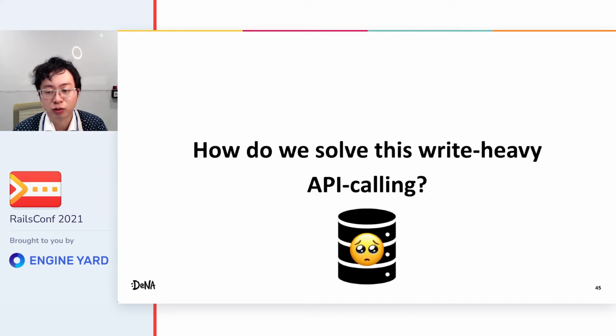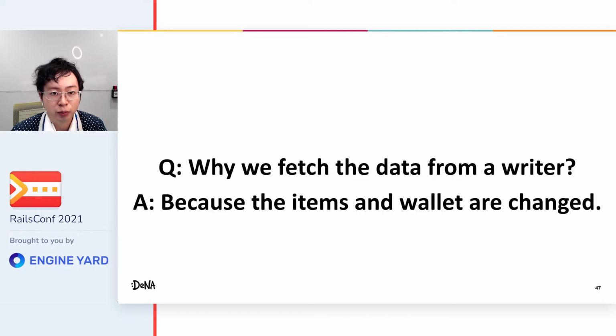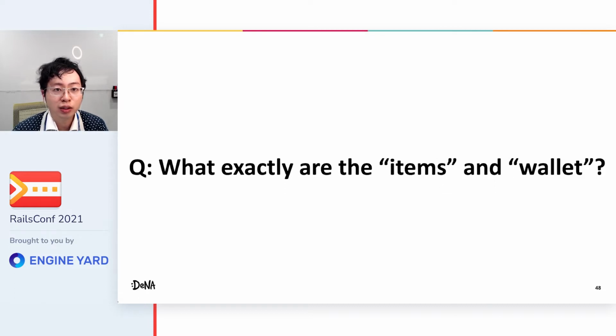How do we solve this write-heavy API calling? The question is, why do we fetch the data from the writer? This is because the items and wallet are changed. What exactly changed the items and wallet?